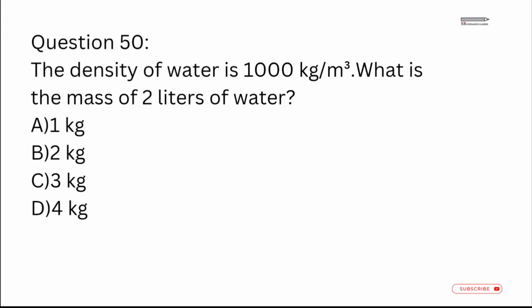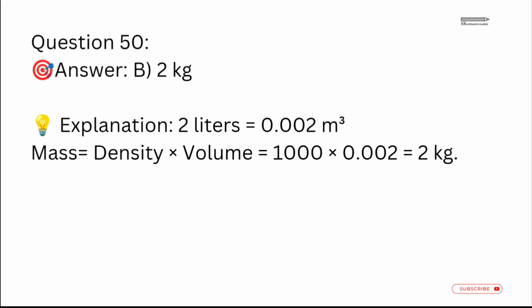The density of water is 1000 kg per meter cube. What is the mass of 2 liters of water? The answer is option B, 2 kg.